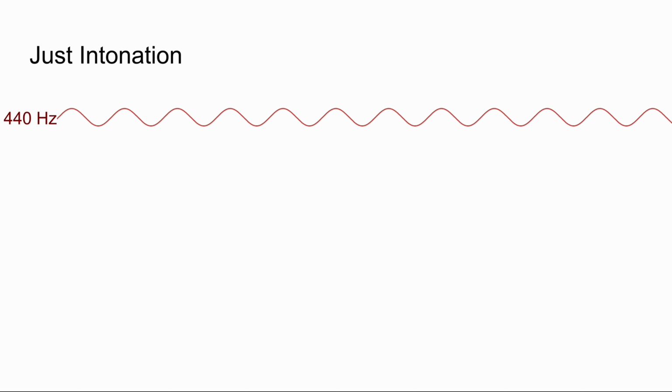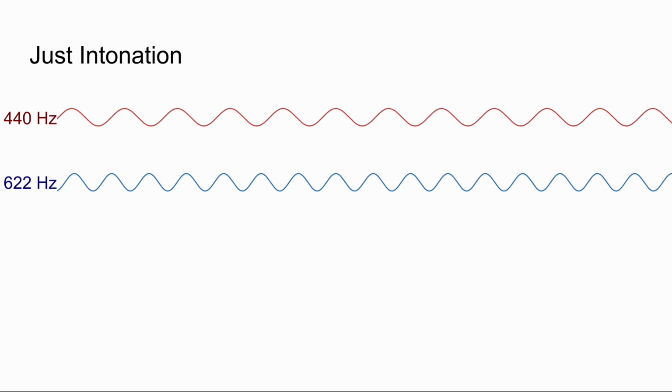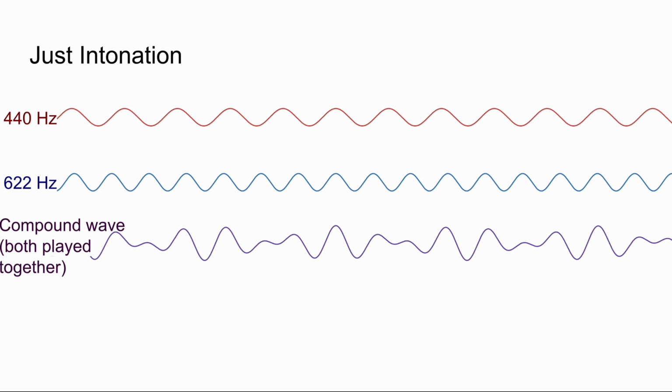What if we combined a 440 Hz wave with a 622 Hz wave? 622 over 440 reduces to 311 over 220. This ratio is so large that we won't be able to make any meaningful sense of a repeating compound wave. Let's look at what the compound wave would look like. Can you tell where it repeats? Well, it does, but I haven't zoomed out enough.